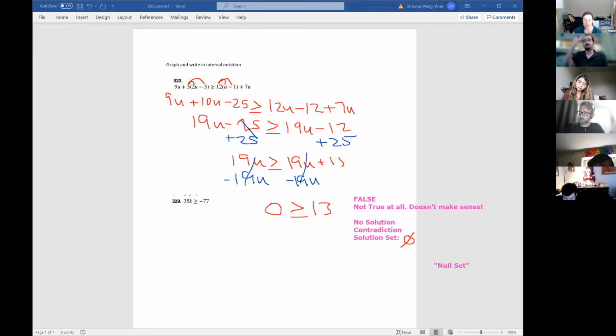Okay, number line we can't do because there's no solution. So no number line. Any questions before I clear this and we go to the next one?